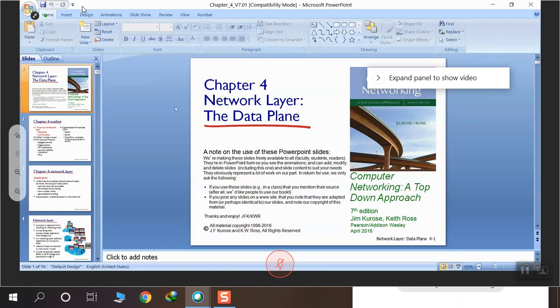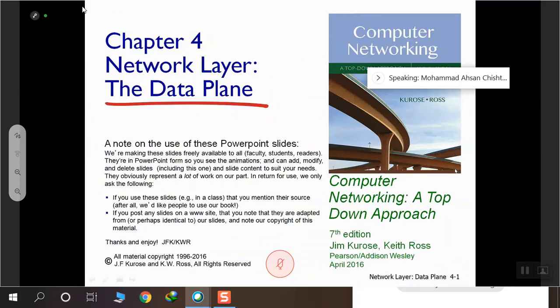All right. So this is our network layer. There are two parts of it, the data plane and the control plane. This is an overview of it and the chapter goals here. So the network layer transports packets from one end to another end. It actually delivers the packet.